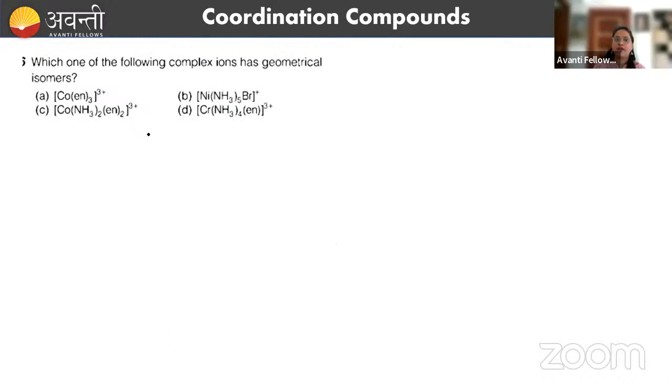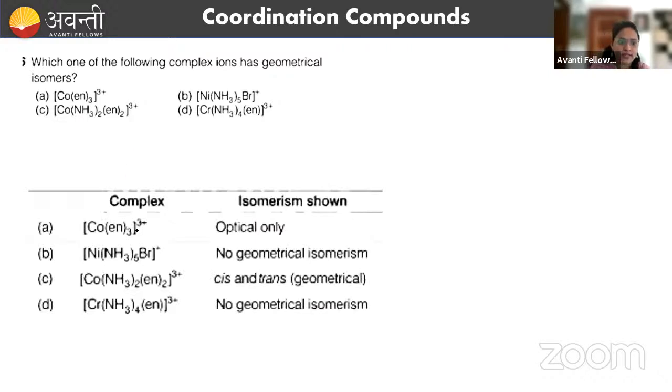Very good. Next, which of the following complex ions has geometrical isomers? Next question मैंने पूछा है यहाँ, इसमें से कौन सा होगा बताओ geometrical isomer हमारा? Okay, Valina, let's see. So here, when you see the first one, it is optical only. Second one is no geometrical isomer. Third one is cis and trans, that is geometrical isomer. And fourth one is no geometrical isomer. So, Valina, very good. The answer option C is correct.